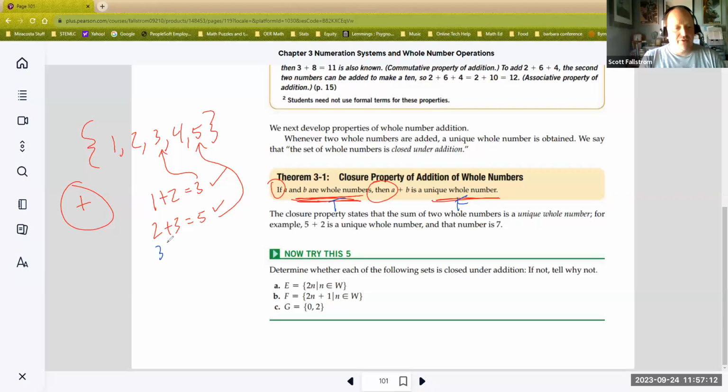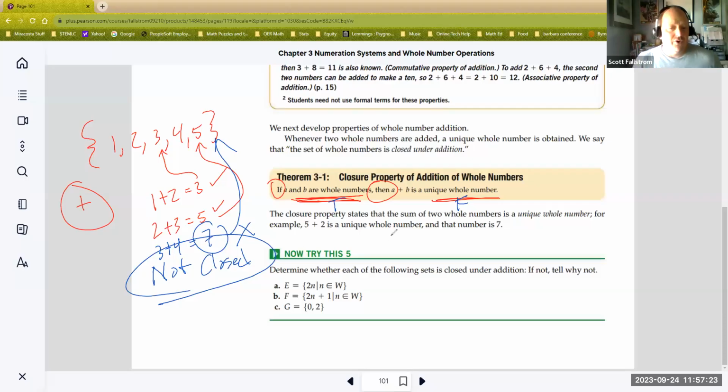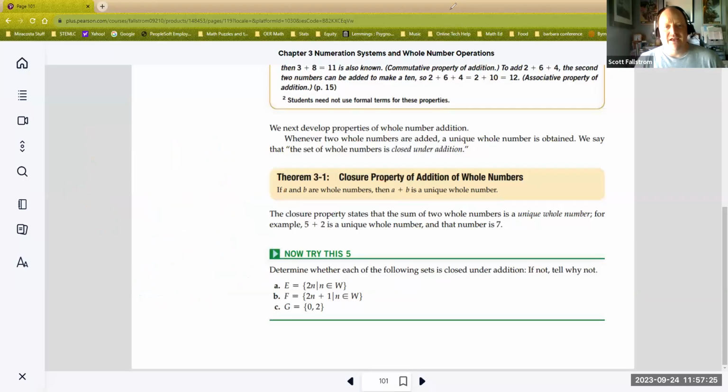Let's take a look. 3 plus 4. Oh, 3 plus 4 is 7. Check. 7 fails, therefore not closed. Not every set is closed under addition. The whole numbers happen to be, but it doesn't mean every set is. They will ask you to do problems like this.